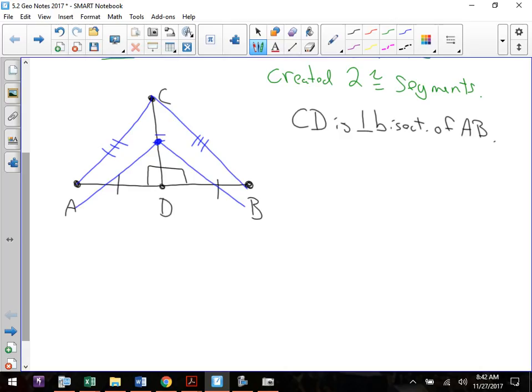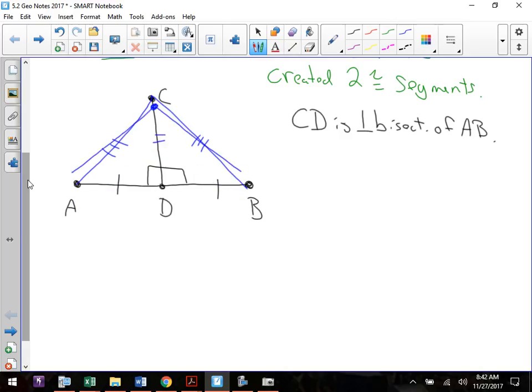So when you have perpendicular bisectors, you get a lot of other information. You get congruent triangles. You get a large isosceles triangle. If you know you have a large isosceles triangle, then you know you've got congruent base angles, and so on and so on. There's a lot of stuff that you can get out of that.